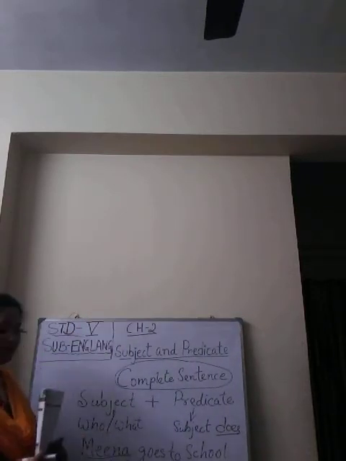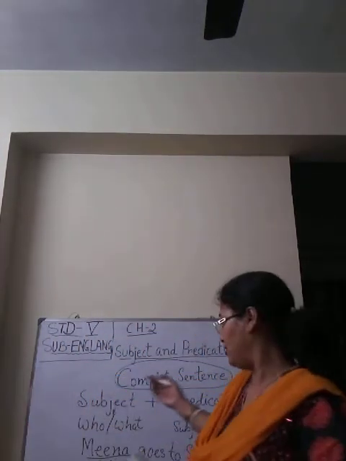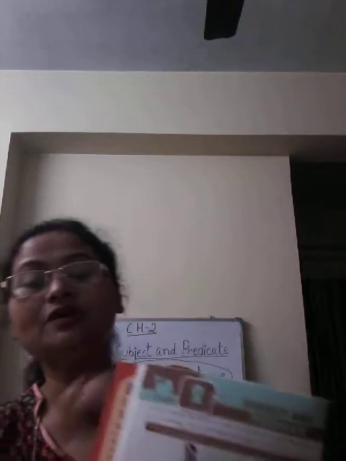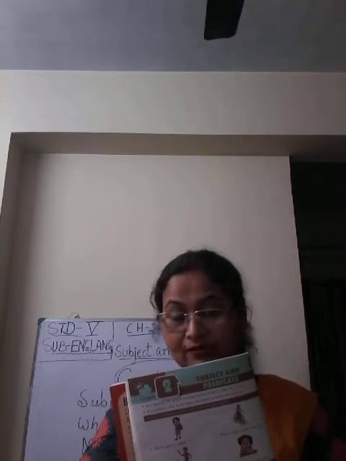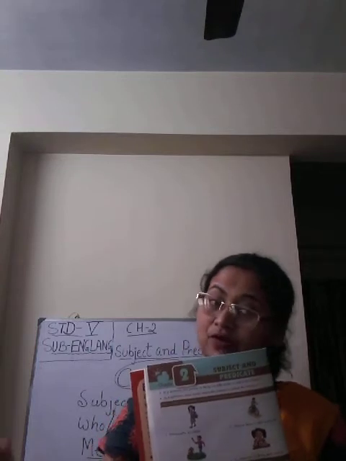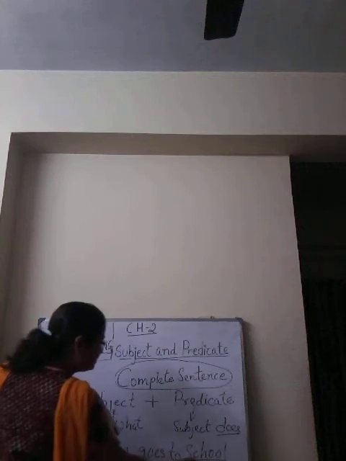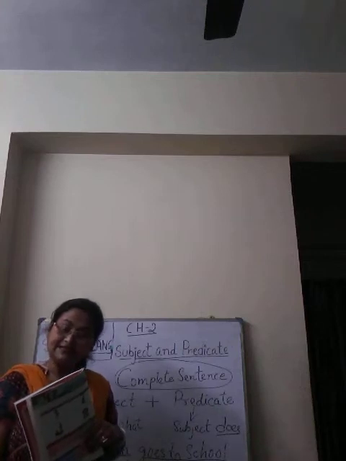Okay. Now, predicate. Predicate is what we are saying about Meena. We are saying that Meena goes to school. See, it's given in the book. You can see it here. Meena goes to school. So we are talking about Meena. So Meena is subject. And what are we saying about Meena? What she does? Okay, she goes to school. That part, goes to school, is the predicate.